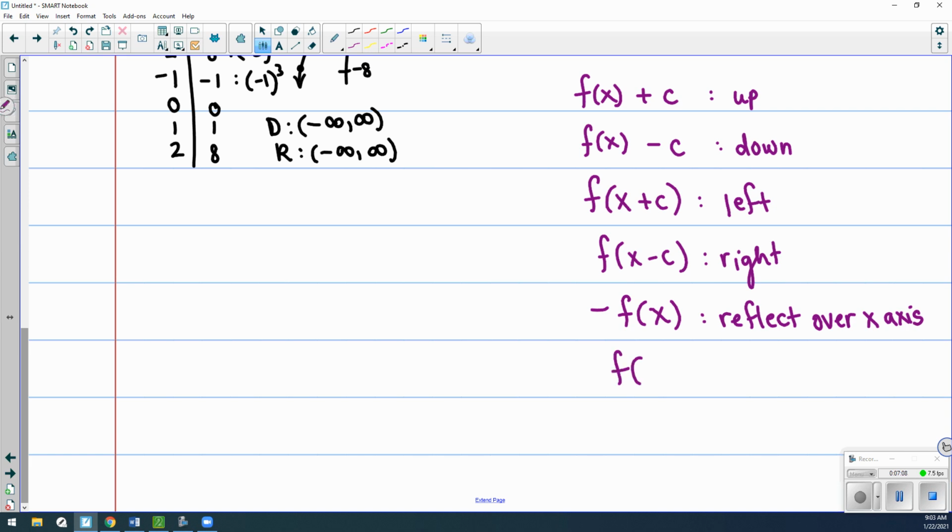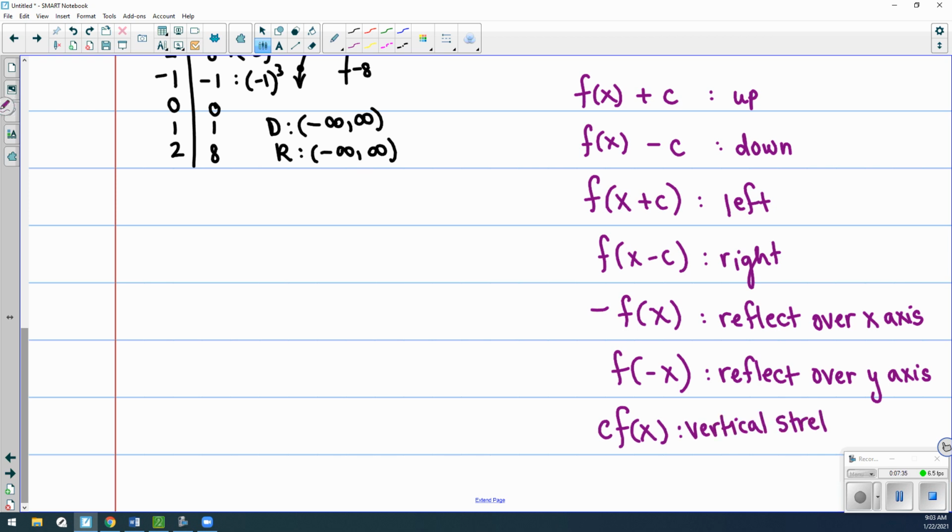If you take your function and you put the negative inside the argument, so maybe underneath the square root or inside the cubing part or inside the absolute value bars, this is going to be reflecting it over the y-axis. And then the last thing I want to talk about is if you multiply a constant c times a function, that's going to be a vertical stretch.